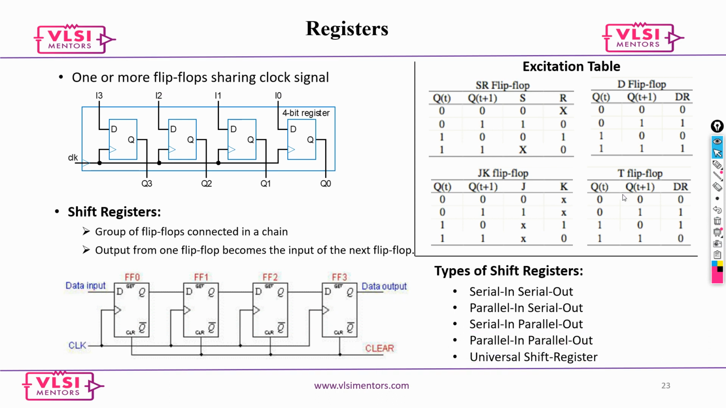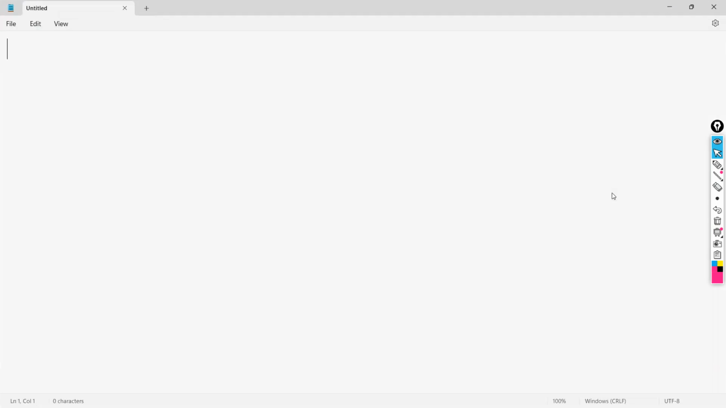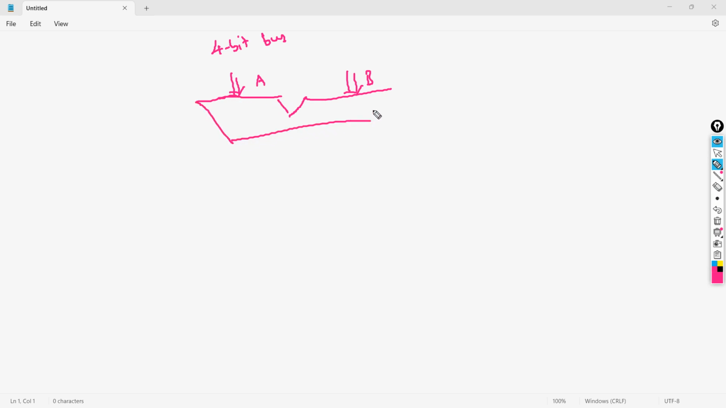Now on a simple note, let's say you have an ALU. How does that ALU actually work? Look at this, say for example there is a 4-bit bus. Say there is A, and then you have a B. So this is an ALU.